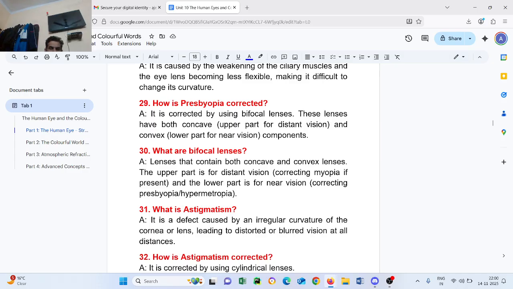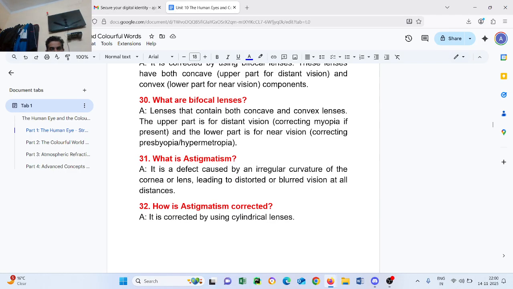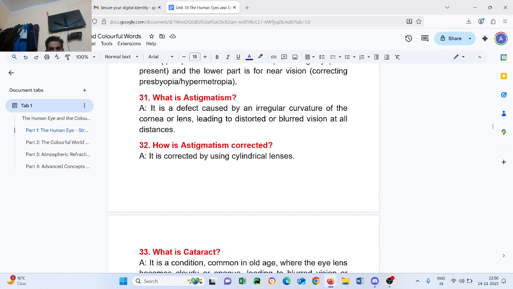Question number 31. What is astigmatism? It is a defect caused by the irregular curvature of the cornea or lens, leading to distorted or blurred vision at all distances. How is astigmatism corrected? It is corrected by using cylindrical lenses.